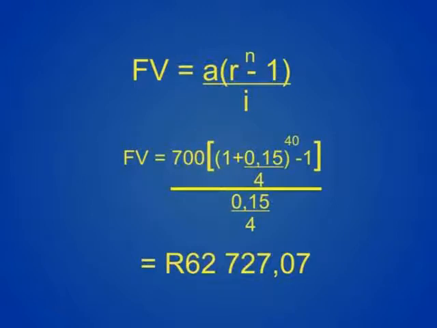Because each amount was earning interest, notice that we only put in 28,000 Rand over the 10-year period, but we got out 62,727 Rand. Annuities can be very powerful forms of investment, but it has to come over a very long period of time.